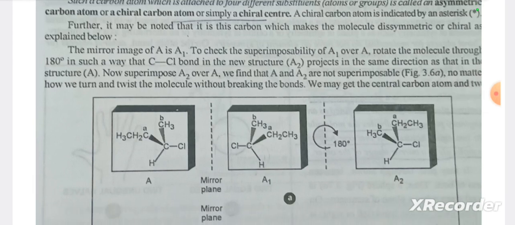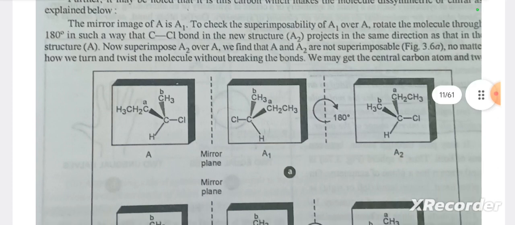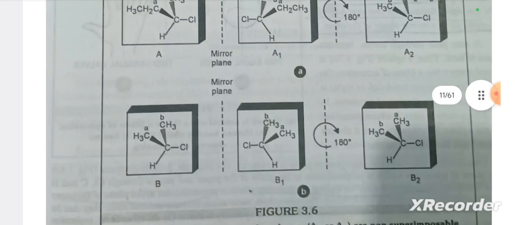Further, it may be noted that this carbon makes the molecule dissymmetric or chiral, as explained below. The mirror image of A is A1. To check the superimposability of A1 over A, rotate the molecule through 180 degrees in such a way that the C-Cl bond in the new structure projects in the same direction.